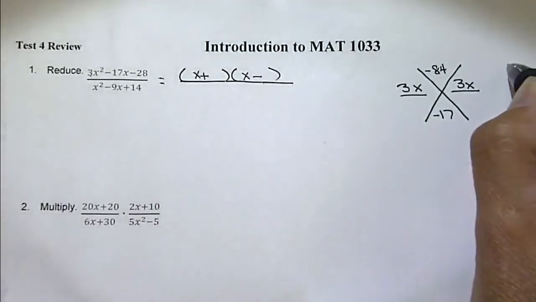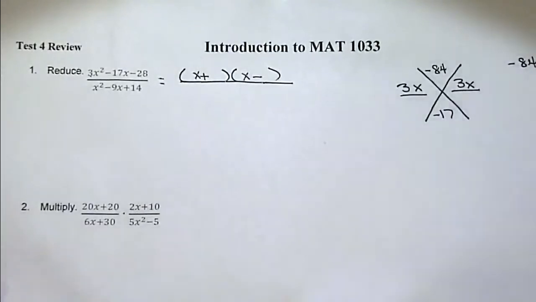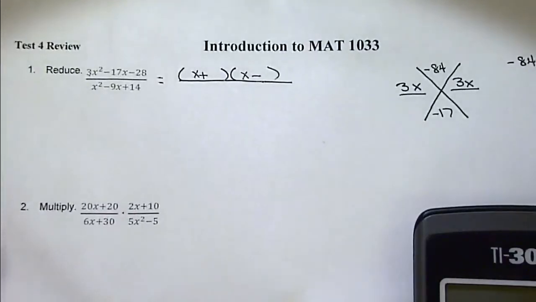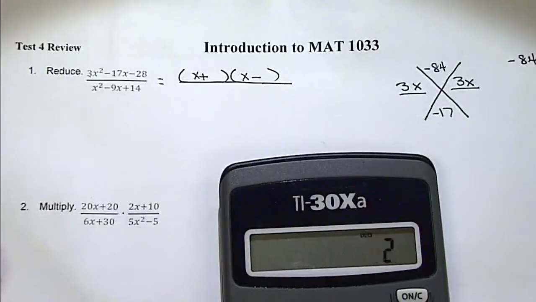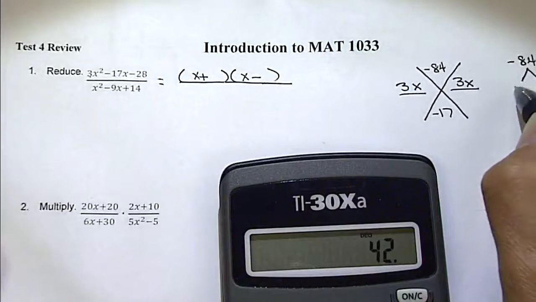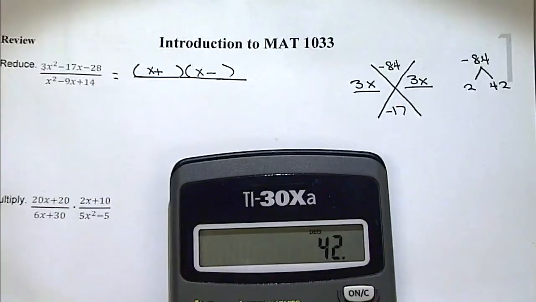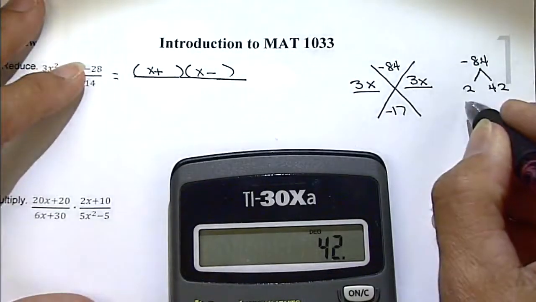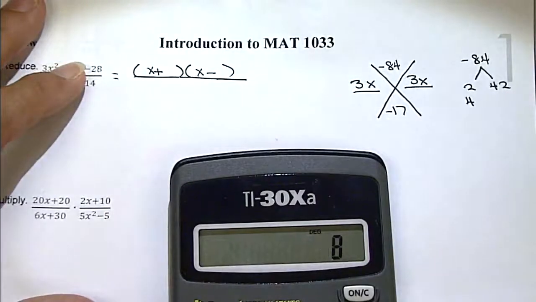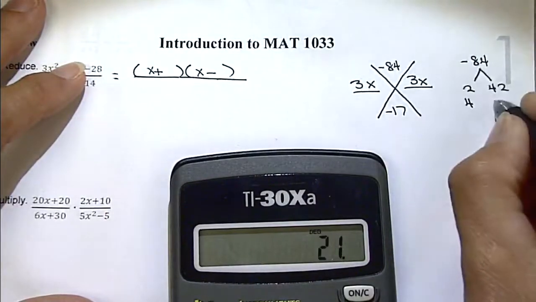Now I need factors of negative 84 that will combine to give me a negative 17. When I started working with this, I didn't know what they were. I said, well, 2 is going to divide into 84, right? But 84 divided by 2 gives factors of 2 and 42, and they're not going to combine to give me the negative 17 that I need. Then I said, okay, let's try 4, because I know 4 will divide into it. 84 divided by 4 is 21.